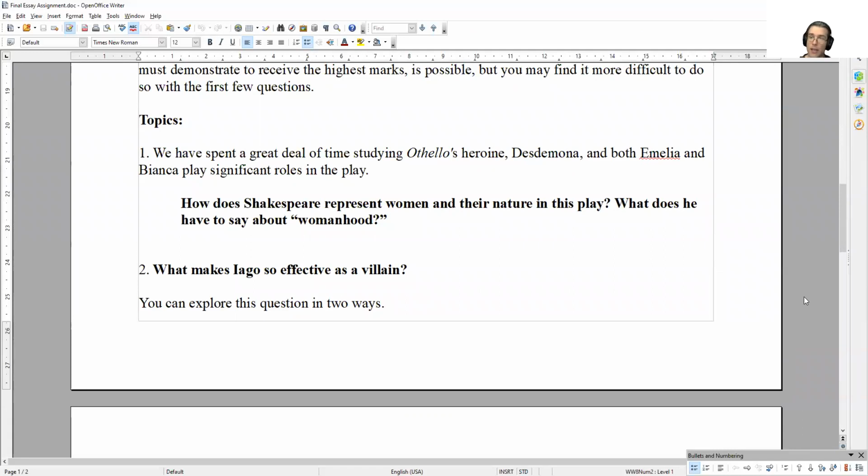Topics. The first topic is on gender representation in the play. We spent a great deal of time studying Othello's heroine, Desdemona, and both Emilia and Bianca play significant roles in the play. The question that you have to answer with your thesis statement is, how does Shakespeare represent women and their natures in this play?